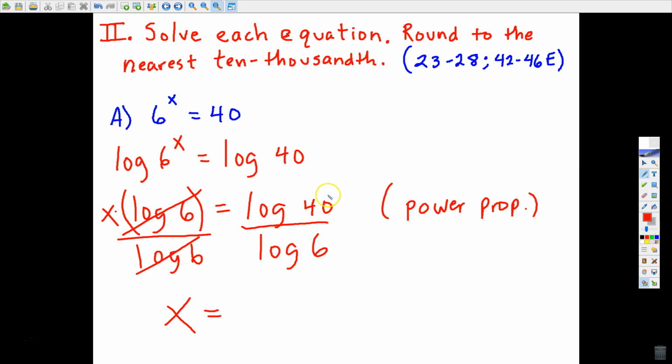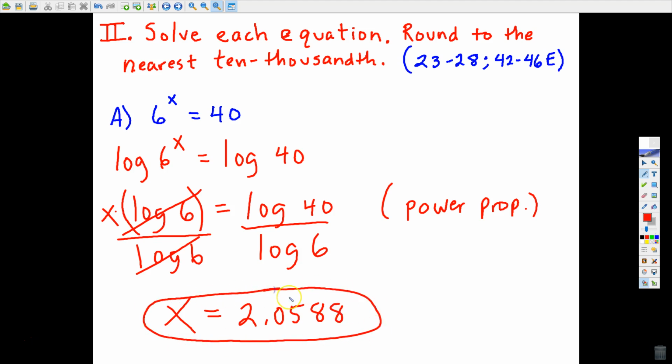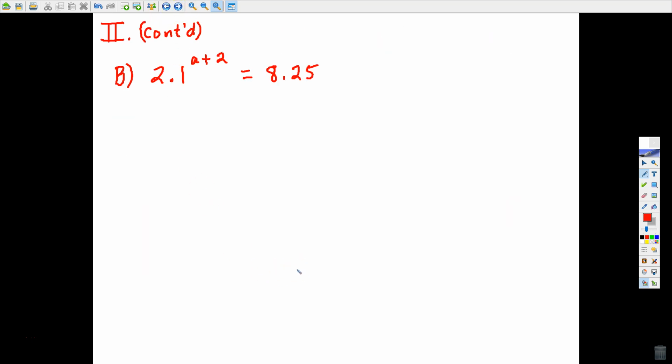So let me see what we got. 2.0588 rounded. So raise your hand if you were able to get that. Very good. So analyze what we just did, because that basic process is going to be done over and over and over. The problems vary just a little bit, but basically this is what we're going to do. All right? Let's try another one.